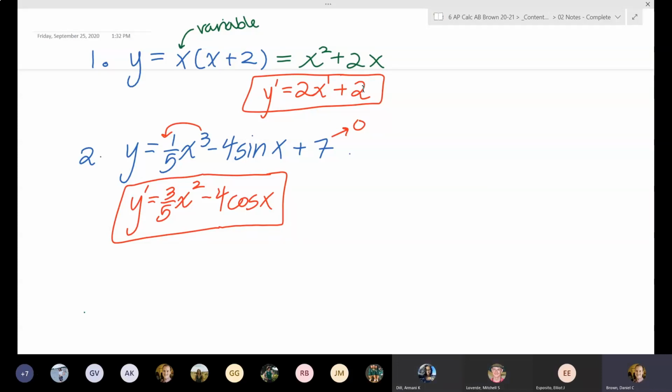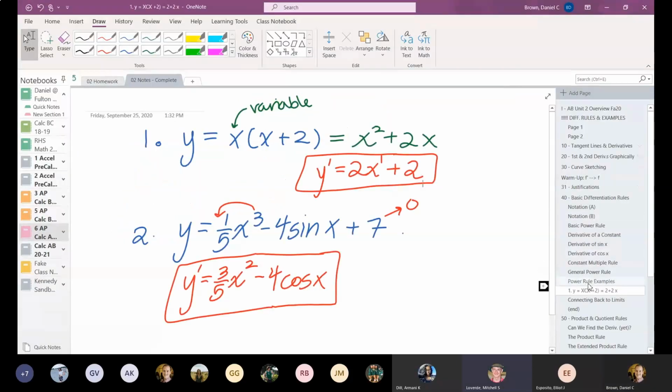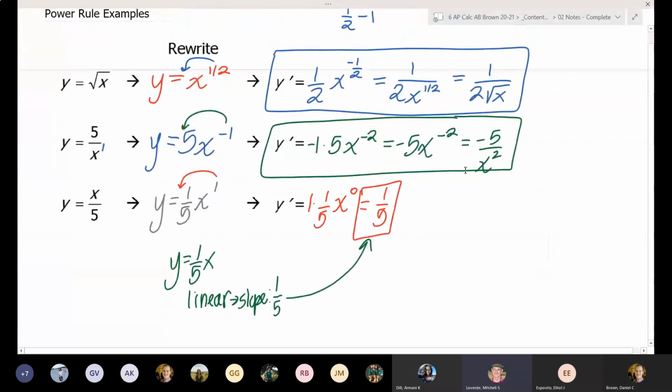Mitchell, what's your question? Yeah, sorry, my mic wasn't working, so that was kind of awkward. You're good. But it was about one of these power rule examples.